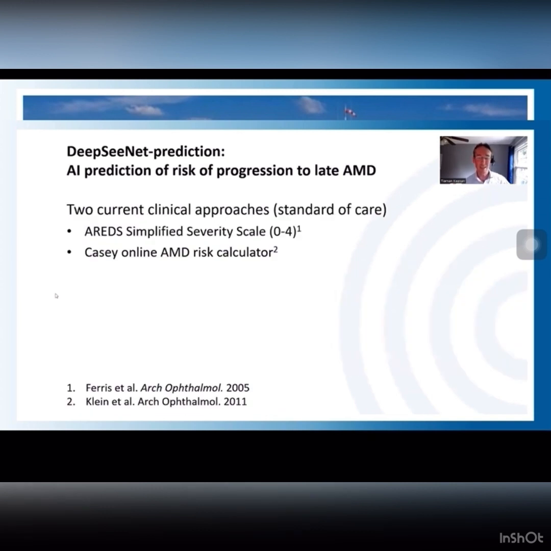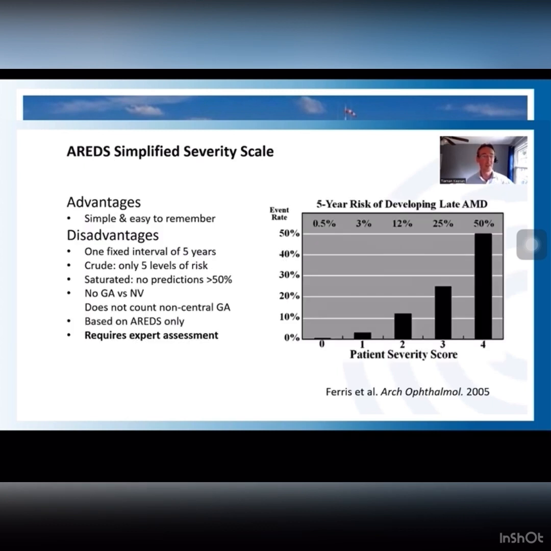And again, it's really important to compare that with our existing standards of care. So for risk prediction, that's of course the ARED simple scale for a simple version, or the KC calculator for a more complex version. So we essentially recapitulated those in the hands of retinal specialists so we could compare performance directly. I won't dwell on this too much, but essentially the ARED simple scale is helpful in the clinic, but it has a lot of downsides.